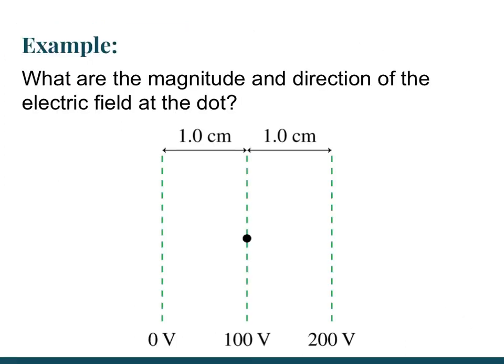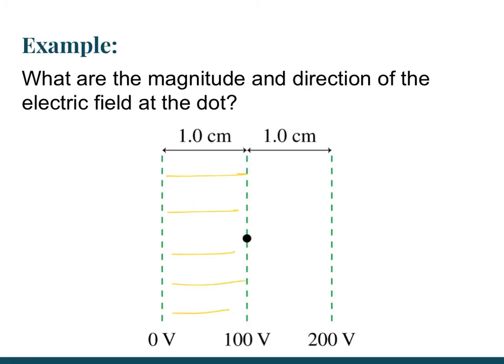So let's look at a couple of example problems involving both the direction and the magnitude. This question says, what are the magnitude and direction of the electric field at the dot? So when we solve these problems, the first thing you want to do is think about the directions, think about the way the field's going or the way that the equipotential lines are laying based on what you're given. So here we are given equipotential lines. And these equipotential lines are going vertically. So the field has to be perpendicular to those, which means it's going to be lying along this direction.